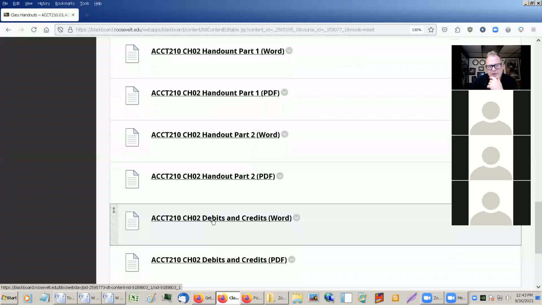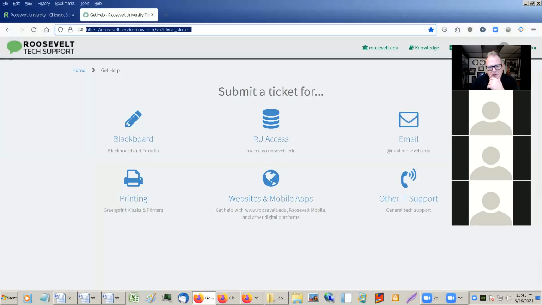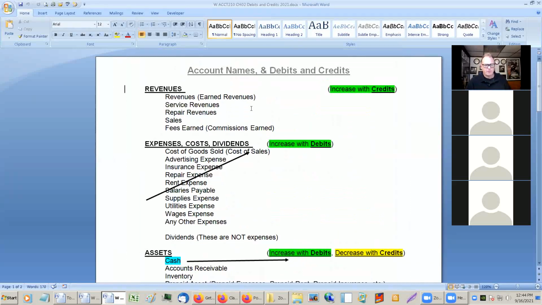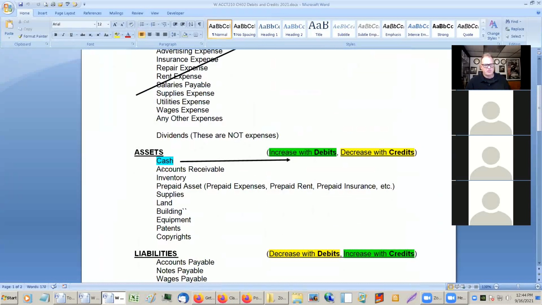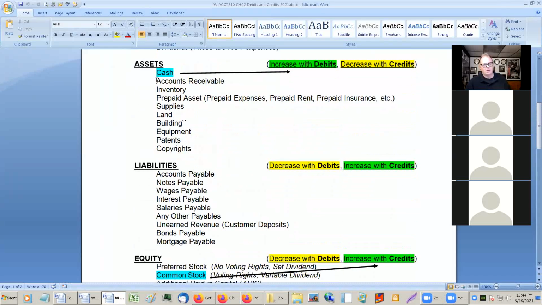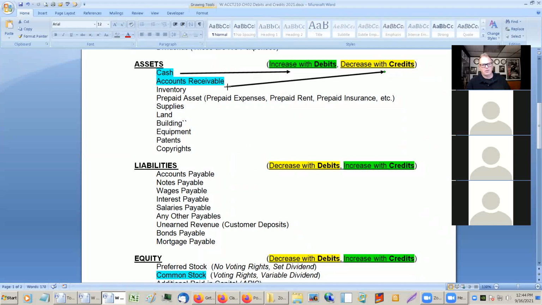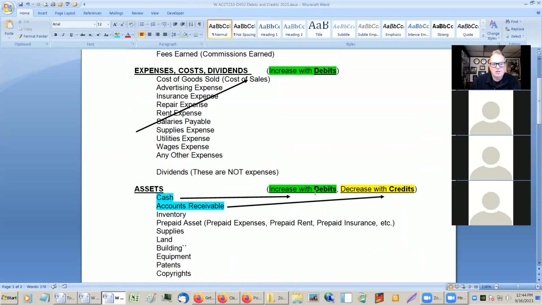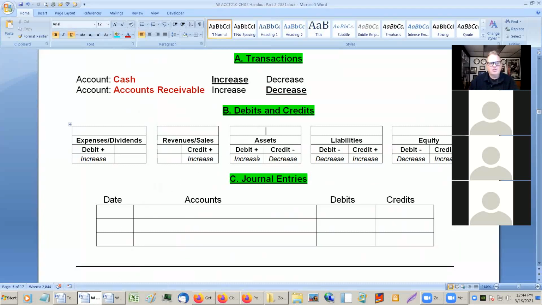And if you want the debits and credits ones that I'll be looking at in a second here, that's there too. Okay, so this one kind of looks like this. We have cash going up. Accounts receivable will be going down. So the cash will be a debit, and the accounts receivable will be the credit. Okay, so these are both assets.